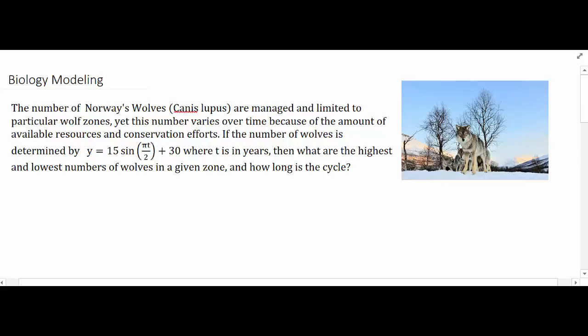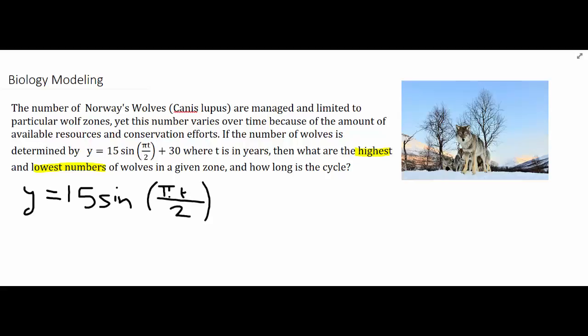So first let's address, what is the maximum and the lowest number of wolves in any given zone? If I have my function y equals 15 sine of pi t over 2 plus 30, one thing I know is that sine of pi t over 2, sine is always bounded between -1 and 1. So regardless of what t is, this value will range between -1 and 1. So if it's at -1, that's going to be the minimum value that it obtains.